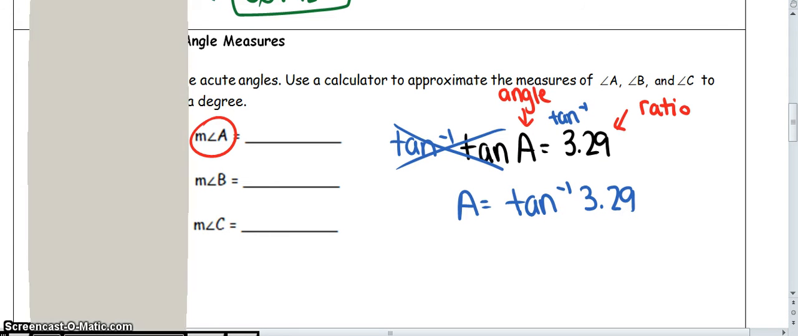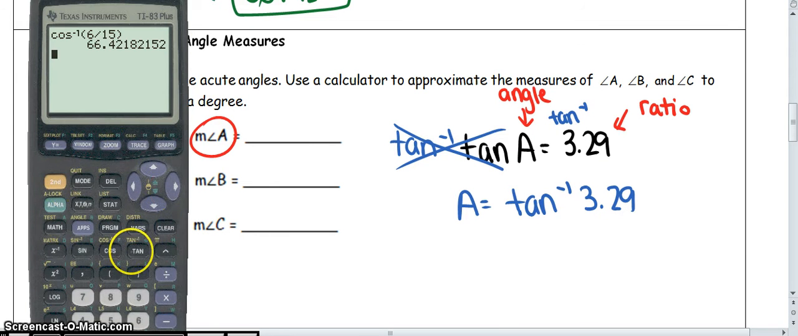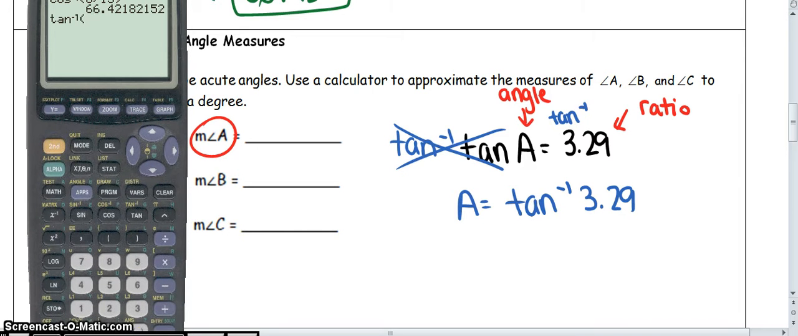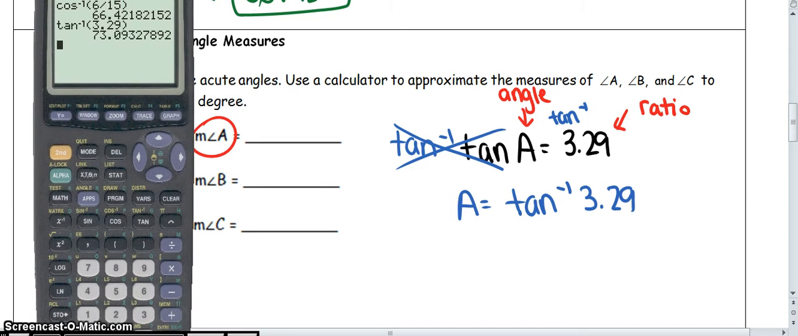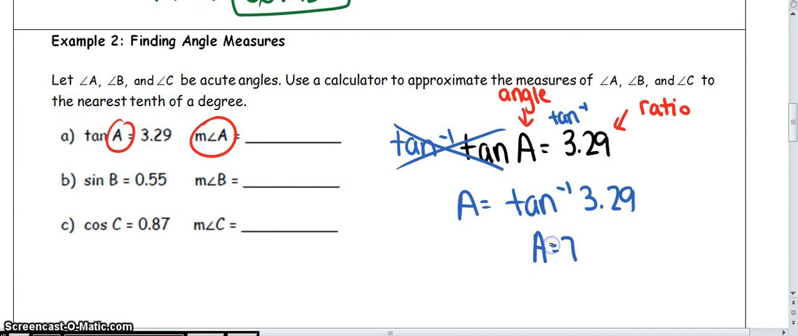Which, again, is now done in your calculator. To find inverse tangent, it's above tangent. So here's inverse tangent. I have to take inverse tangent of 3.29 and hit enter. It'll tell you that A would have to be 73.09 degrees. Okay, so the measure of angle A, just to repeat myself here, is 73.09.